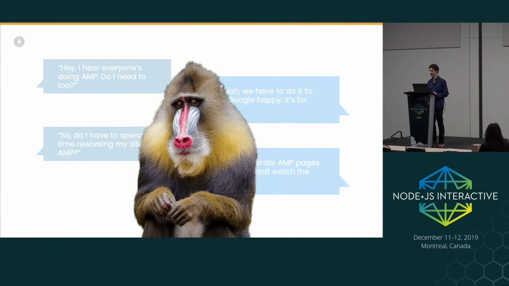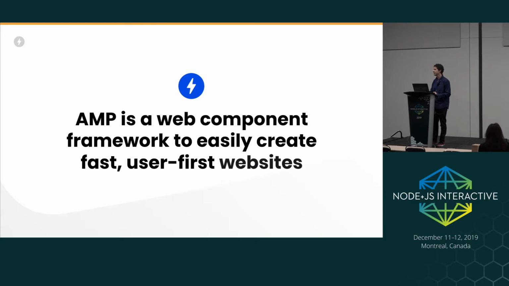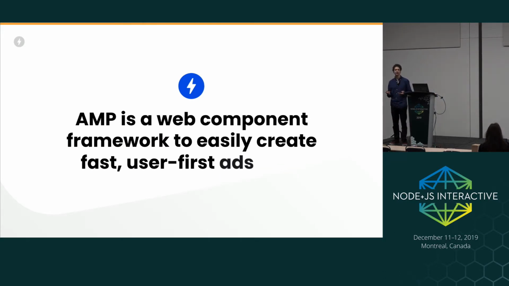So what is AMP? I keep saying this word AMP. What is this thing? Simply put, AMP is a web component framework. And it's web components. And it was designed several years ago to create websites that were easier to make and then faster for users. That was the idea. It also has since then been adopted for other kinds of purposes as well.